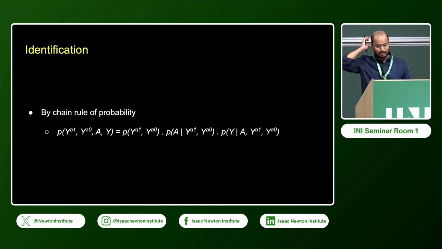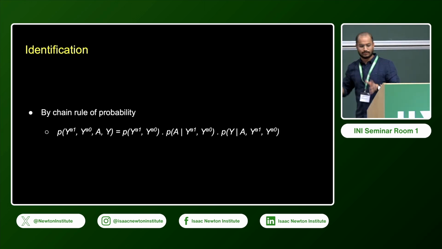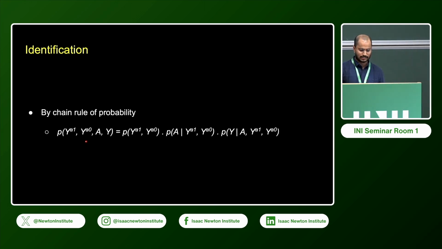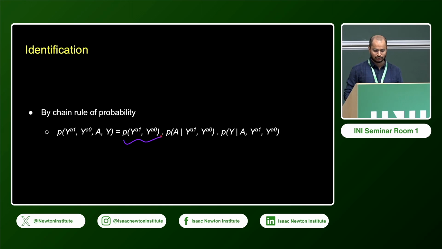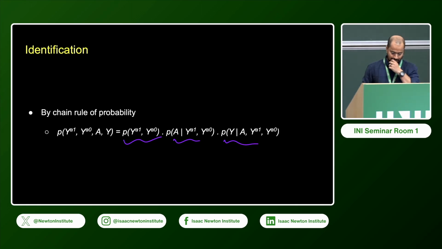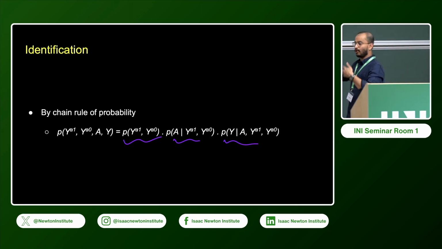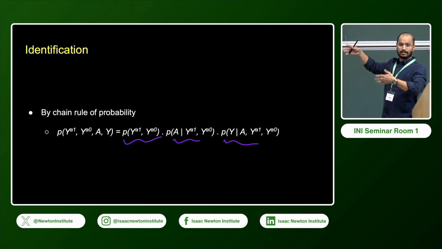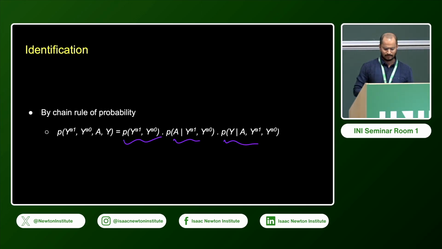Okay, so by the chain rule of probability, I can start to decompose this full data law. It's the marginal distribution of the potential outcomes, and then I have the treatment given the potential outcomes, and then I have the observed outcome given everything else. This is just applying the chain rule of probability. And now I can start to impose restrictions that might give me identification.